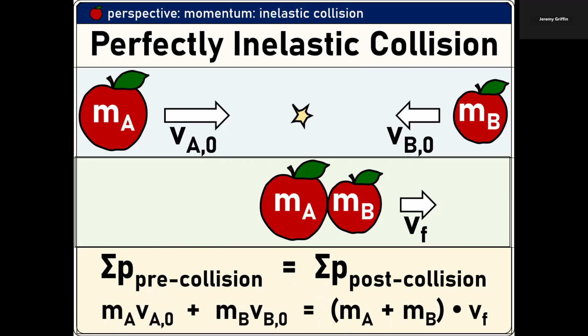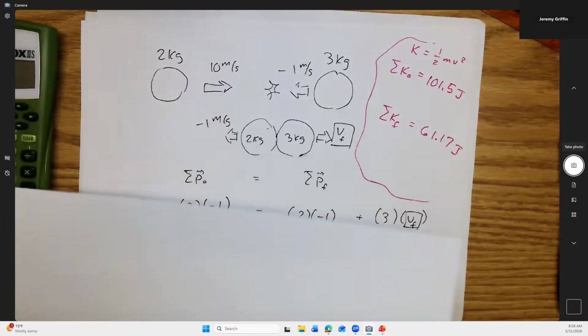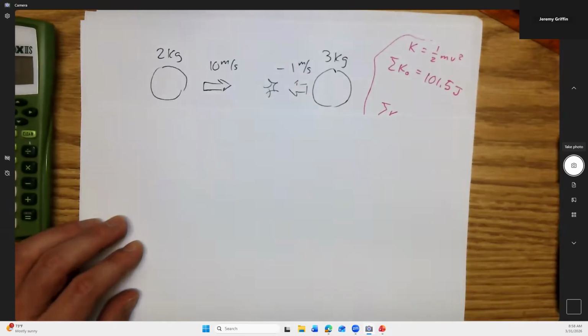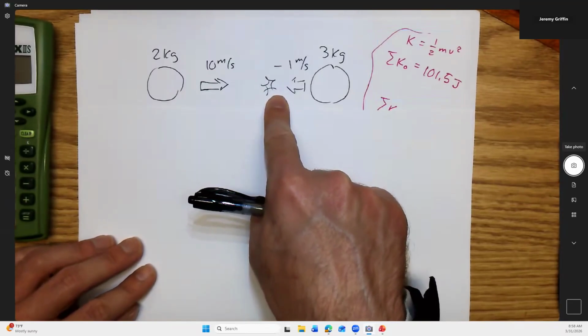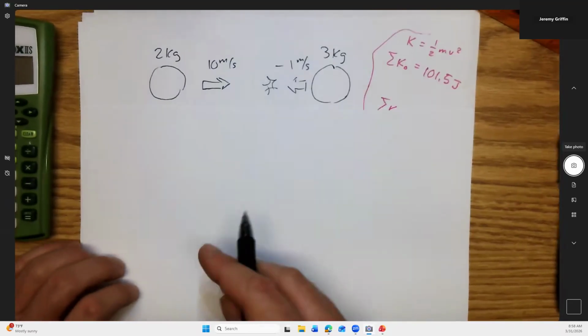Let's go back to this example. Let's say these objects actually stick together. Here, guys, beat me to the answer. These objects stick together. What's the final velocity? I'm giving you guys a head start. Beat me to the answer.